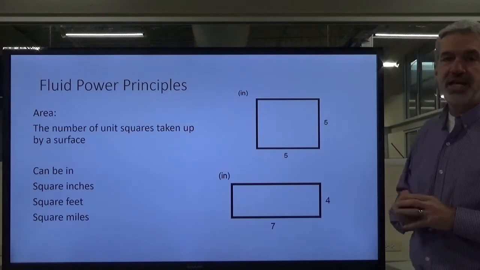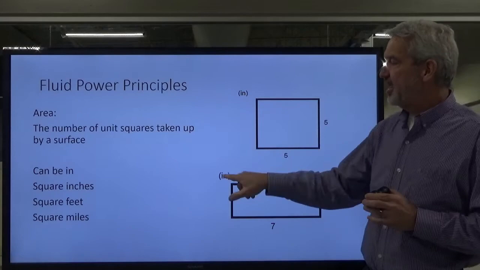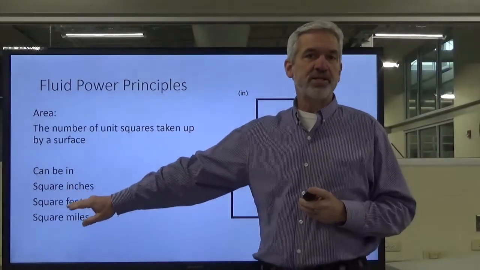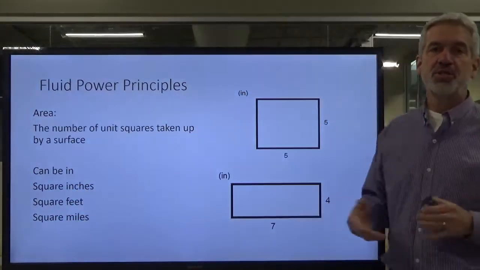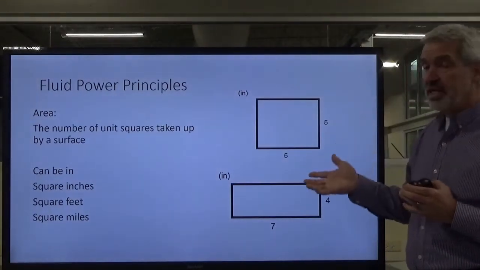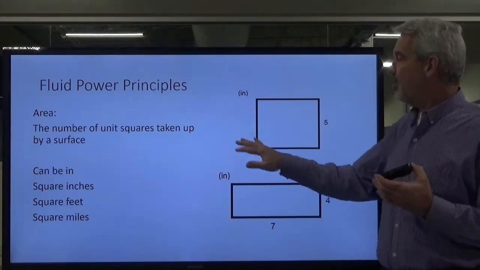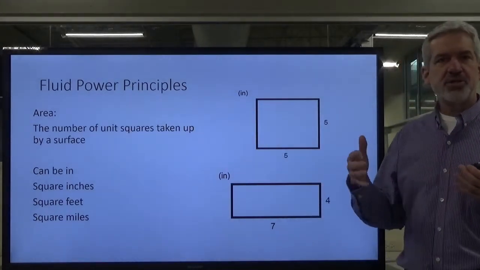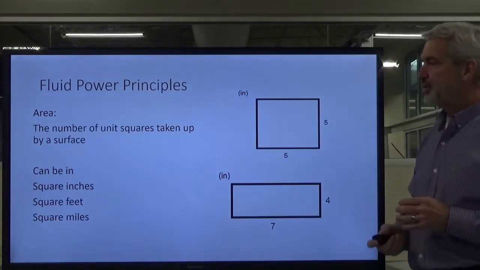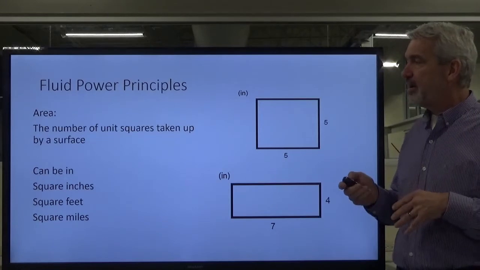You multiply the two together, and you wind up with 28 square inches. Now, we've got it in inches, but it could be in feet, square feet. It could be in square miles, square yards, whatever the division is. You just use the same formula here, but this is for measuring areas that are square or rectangular in nature. Okay, so that's just a quick review on calculating area.